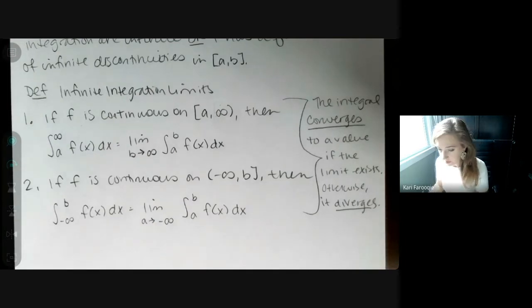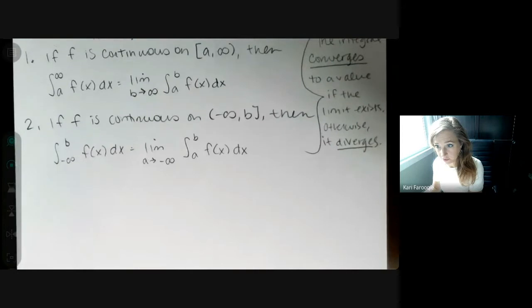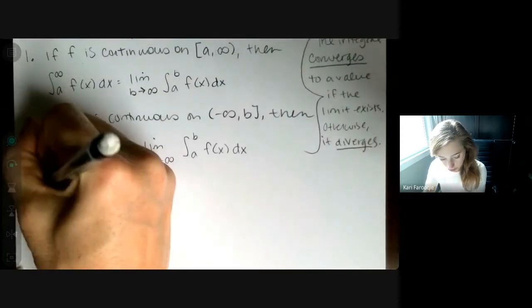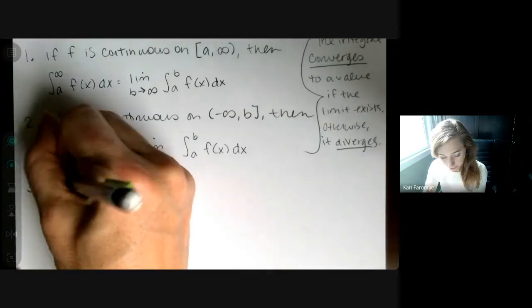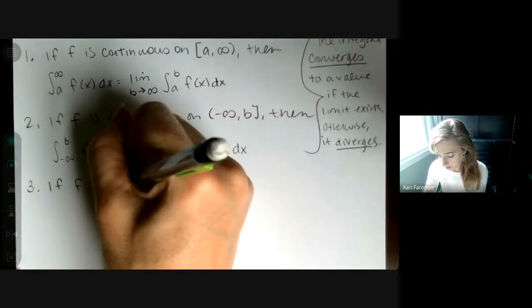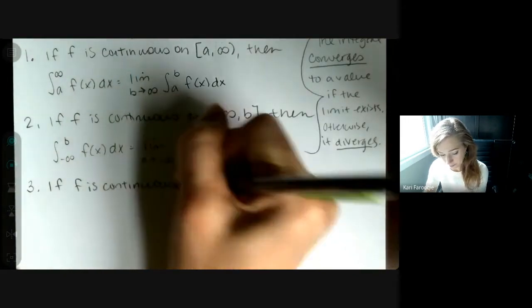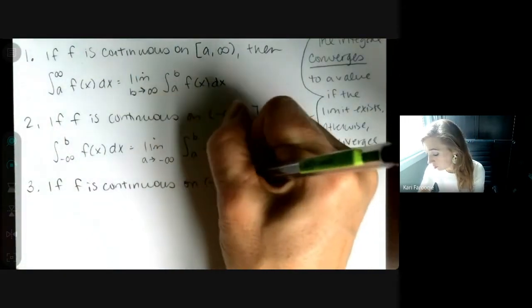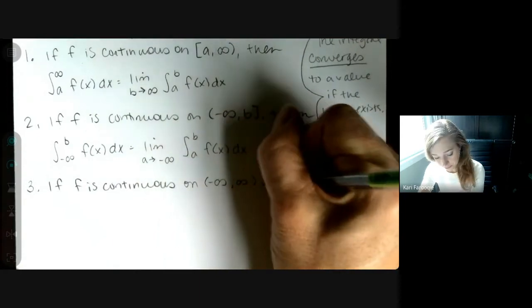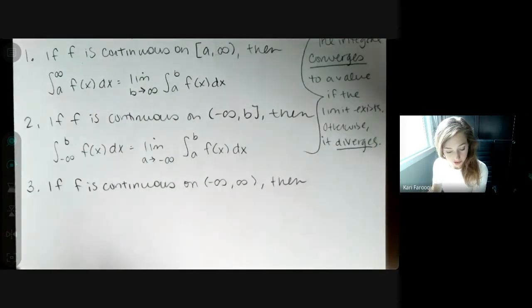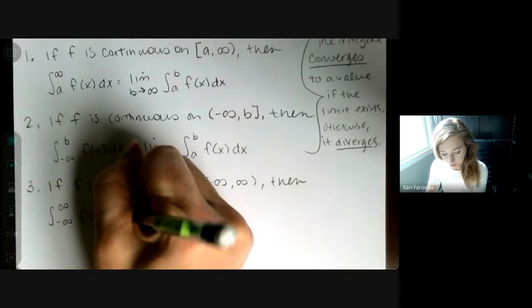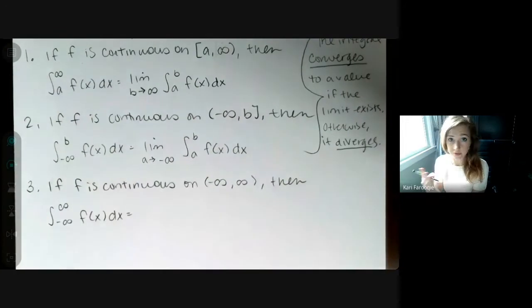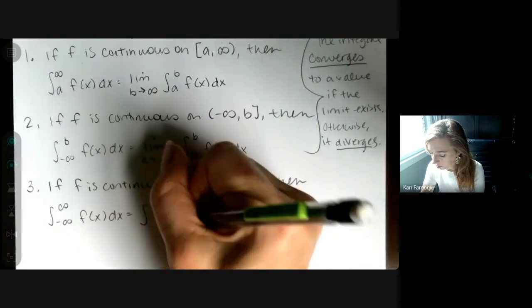The other instance that you're going to have here with these infinite limits of integration would be if you had both your lower and your upper limits of integration be infinite. So if f is continuous on the interval from negative infinity to infinity, then we could say that the integral from negative infinity to infinity of f of x dx. All right, now this is going to be arbitrary. You're going to split this up however you want. You're going to choose a real number c to cut this off.